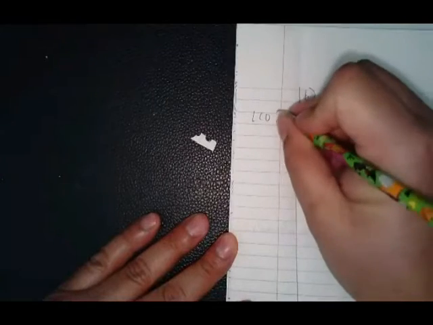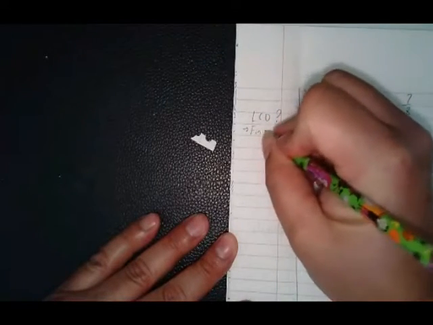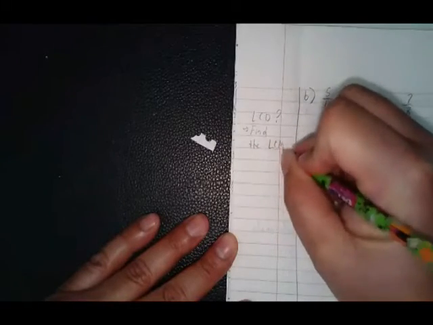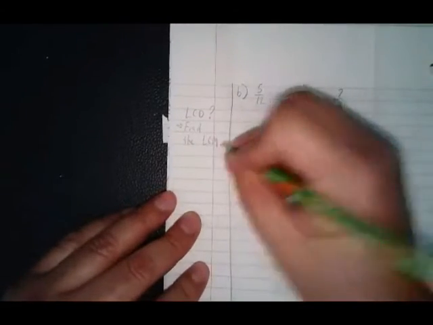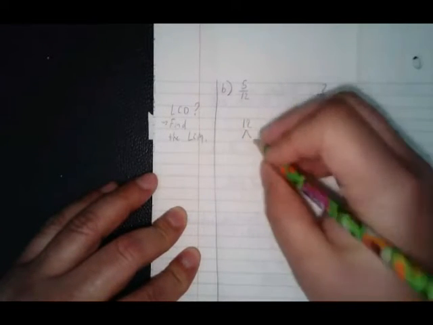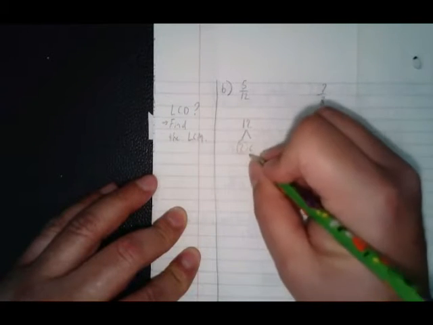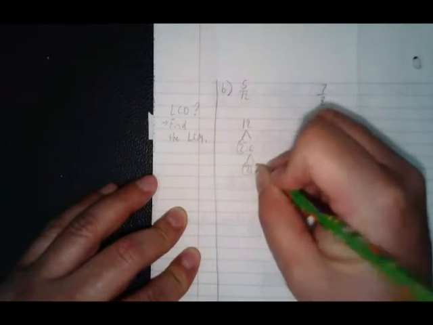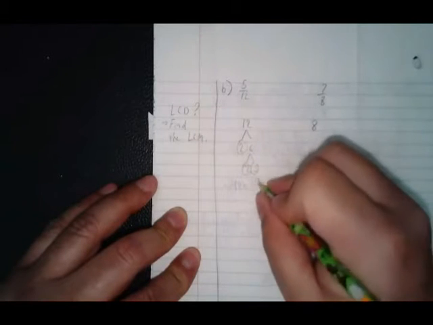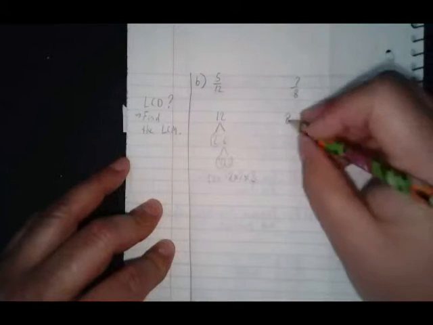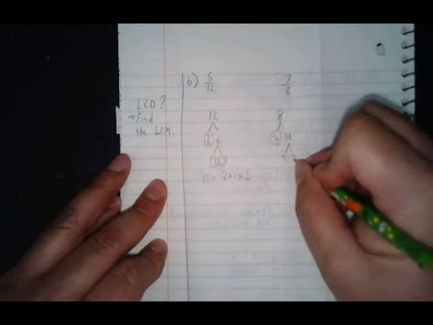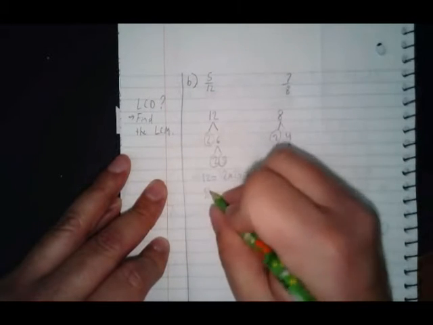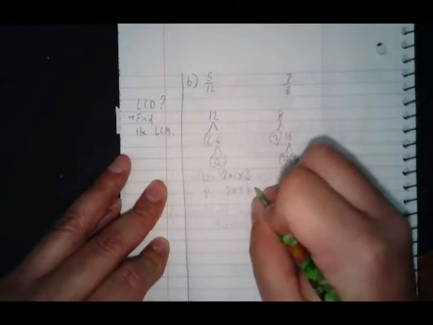Okay, I'm going to write this on this LCD. If you're looking for that, find the LCM, least common multiple. Okay, so 12 and 8. I'm going to do a factor tree just for the sake of argument. I don't know if you guys remember how to do this still. 2 times 6. 2 times 3. So 12 is 2 times 2 times 3. 8, we have 2 times 4. 2 is prime. We have 2 and 2. So 8 equals 2 times 2 times 2.